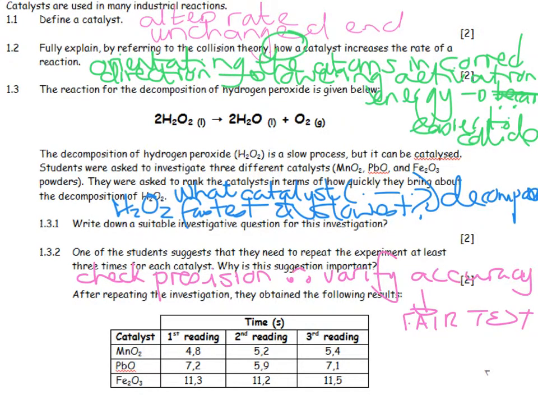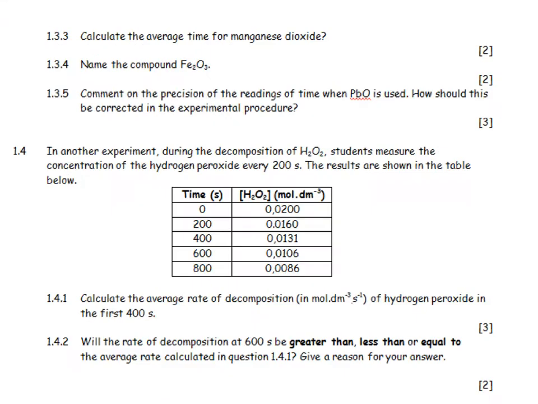So we've got these readings over here, and they're going to ask me to get the average of the manganese dioxide. So I add those 3 numbers together, and then I divide them by 3, and I show my working, and I'm going to land up with 5,13 seconds. Remember, you're asked to work to 2 decimal places in physical science, so you should go to 13, and you must say your seconds.